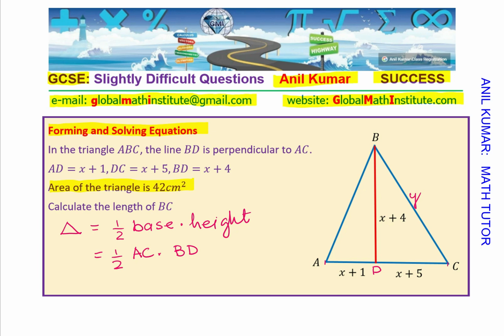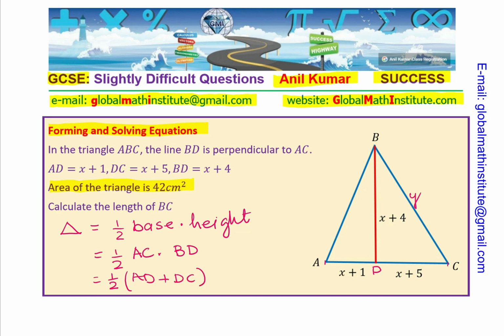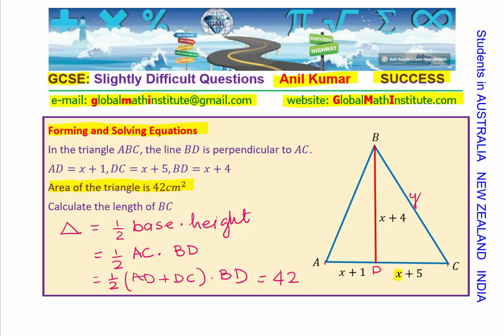As you see, we are given algebraic expressions. So for AC, you have to add AD and DC. So it is half of, you could add AD with DC to get AC, correct? And then you multiply with BD. Makes sense? So that is the approach. Once you do this, you can equate this to 42. So this is all equal to the given area of 42 centimeters square. As you can see from here, we have only one unknown, and that is x. So you can find the value of x. Thereby, you can find all the lengths.